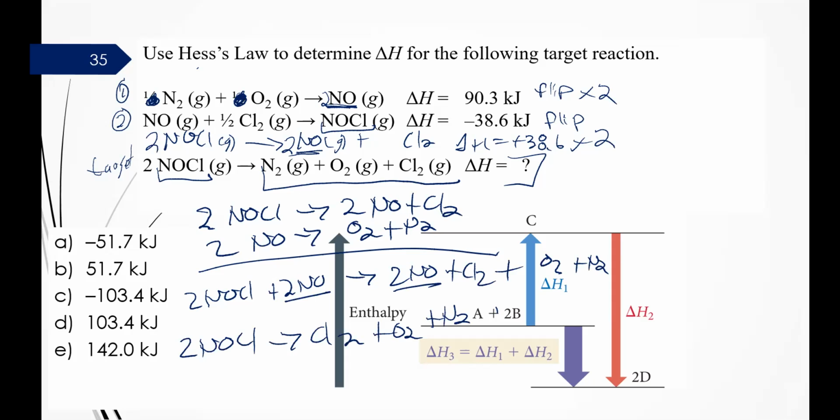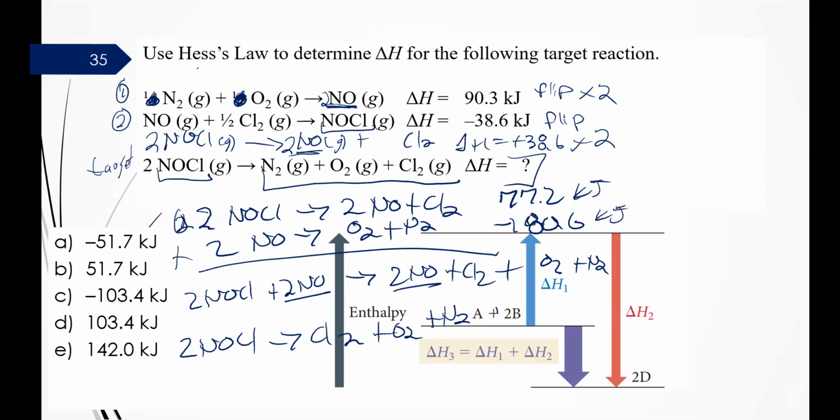And so we just want to remember this equation here, equation number 2. We flipped it and we multiply it by 2, so it shouldn't be negative 38.6. Instead, it should be a positive 38.6 times 2. So that's going to be 77 kilojoules. And then on the other side, this one down at the bottom, instead of being 90.3, it should be negative 90.3 times 2. So negative 180.6.